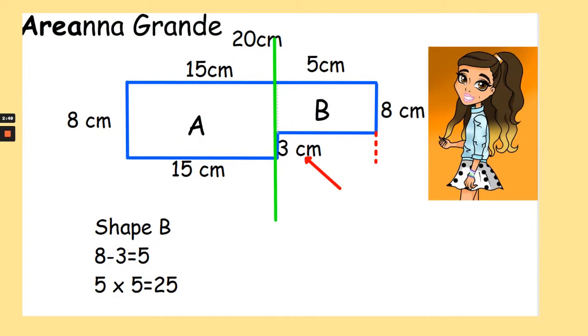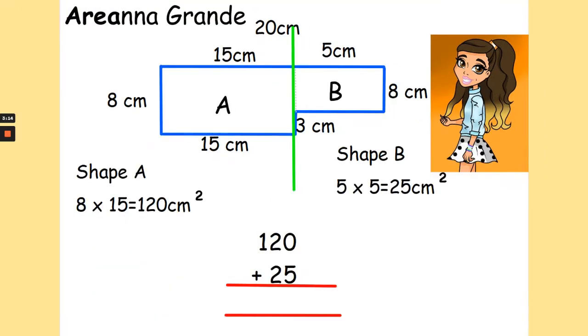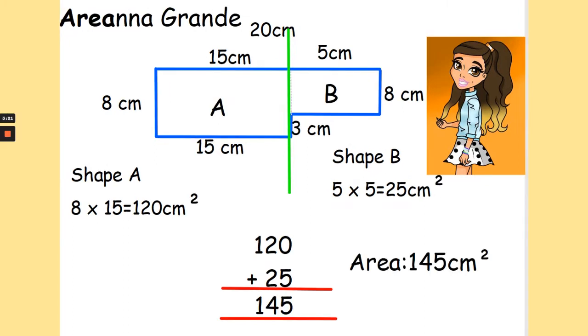Now I'm looking at shape B. As you can see, shape B doesn't go all the way down where the red dots are to make it a full rectangle. So we know that that side of shape A is 8 centimetres, and we can see in shape B there's a 3 centimetres. So if we do 8 take away 3, that gives us 5. So our area of shape B is 5 times 5. 5 times 5 is 25 centimetres squared. Then I need to add these together, so I'm adding 120 add 25. We know 0 add 5 is 5, 2 add 2 is 4, and 1 add 0 is 1. So the answer, the area of this shape is 145 centimetres squared.